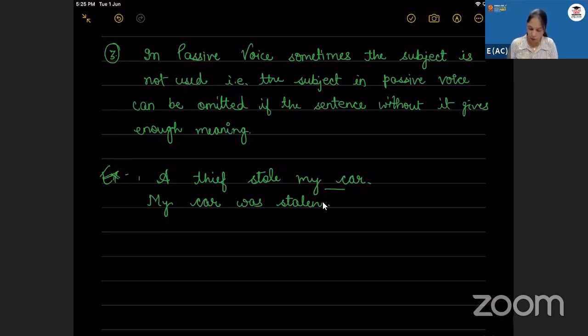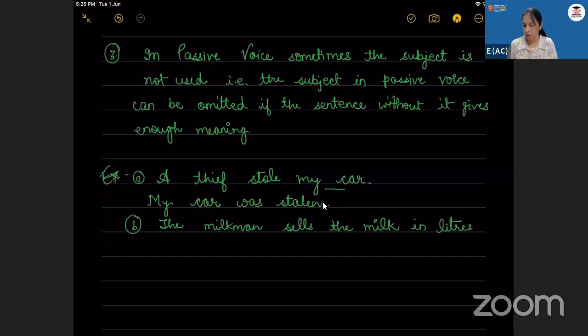Okay, one more example. Should I write for this? Yes. The milkman sells the milk in liters. Right? Convert it into passive voice if anybody can. The milkman sells the milk in liters.